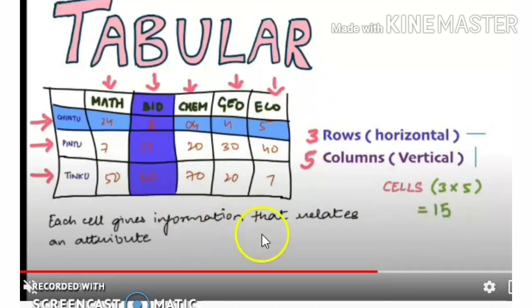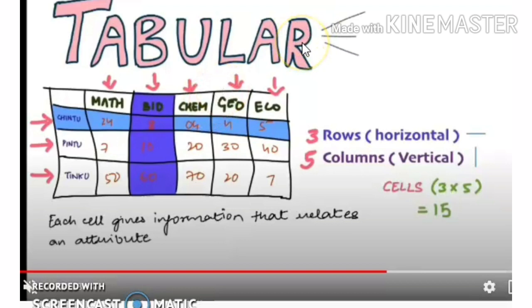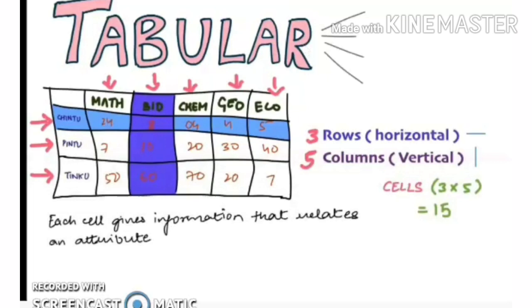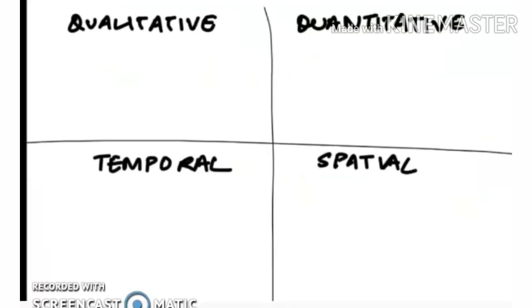Each cell gives information that relates to the attribute, and that is what we are going to study, represented in cells. Tabular representation has certain types. The classification for tabulation is on the basis of qualitative, quantitative, temporal and spatial.